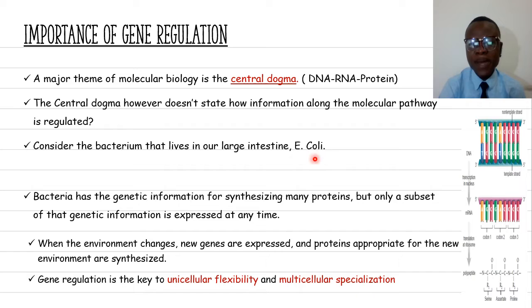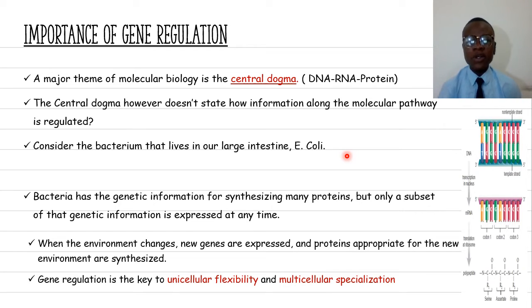Let's take, for example, the bacterium that lives in our large intestine as humans. This bacterium solely depends on the food that we eat. If you take in glucose, the bacterium will break down glucose. If you took in another simple sugar aside from glucose, the bacterium has to adjust itself to break down that sugar. The reason is the bacterium is trapped in that environment. It cannot leave our large intestine to look for food anywhere. Hence, it has to be what?